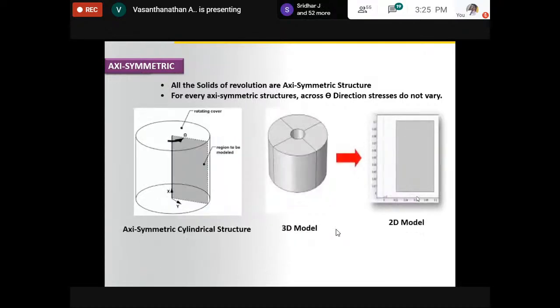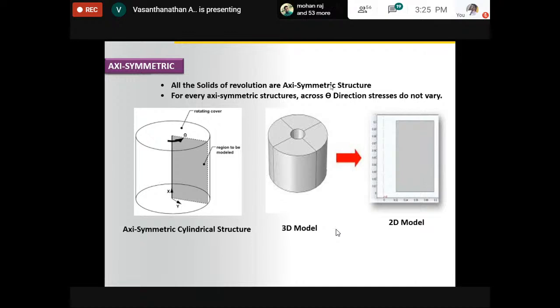Now, if any structure has an axisymmetry feature, the very best example is the entire rocket structure. I hope the model is visible, Gerald. Sir, visible, sir. Okay, so you just see this rocket structure. This is a model of a rocket. This structure comes under axisymmetry. You just imagine this as the axis. If you draw an axis throughout the rocket, you will have axisymmetry.